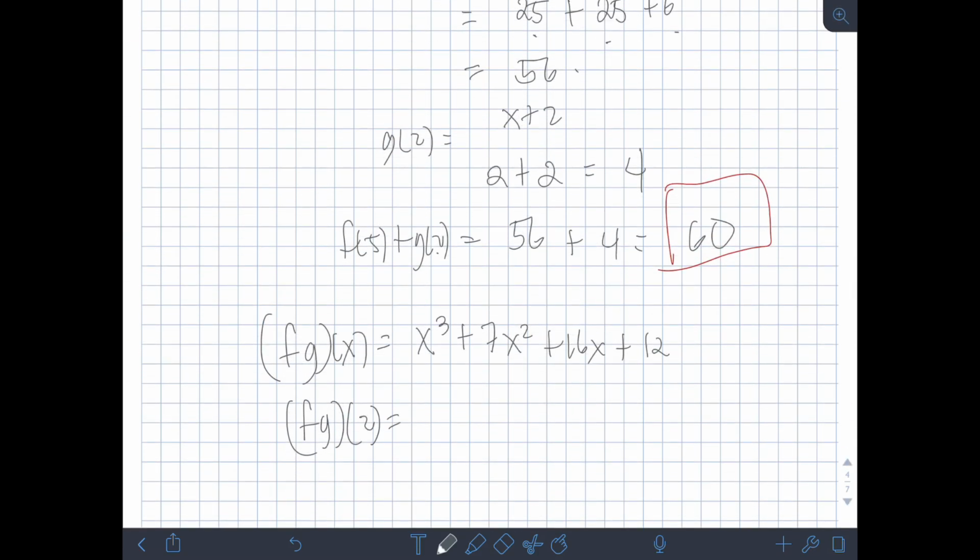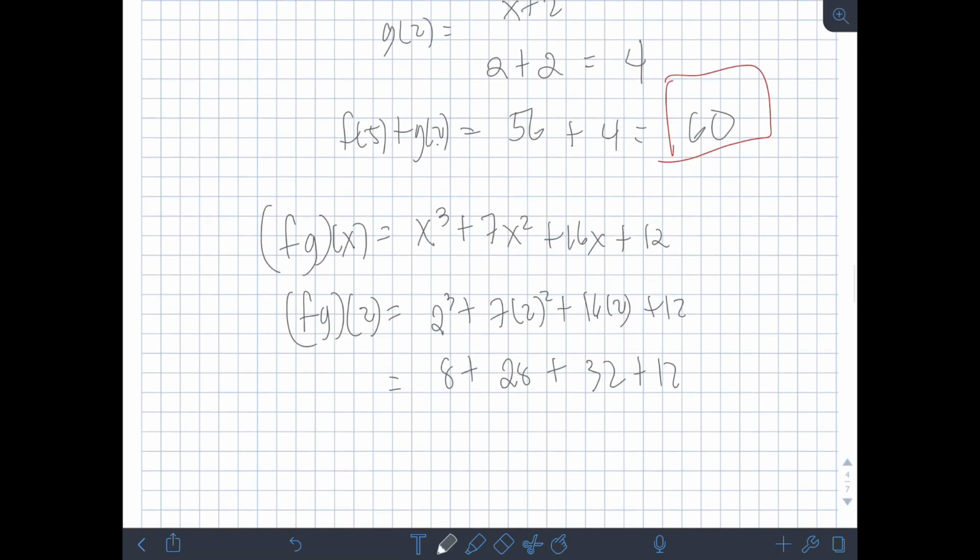So, substitute nyo ngayon yung 2 dun sa bawat x nung f times g of x natin. So, we have 2 cubed plus 7 times 2 squared plus 16 times 2 plus 12. So, we have 2 cubed is 8 plus 7 times 2 squared. 2 squared is 4 plus 7 is 28 plus 16 times 2 is 32 plus 12. So, we have 8 plus 28 plus 32 plus 12 is 80. So, therefore, f times g of 2 natin is equal to 80.